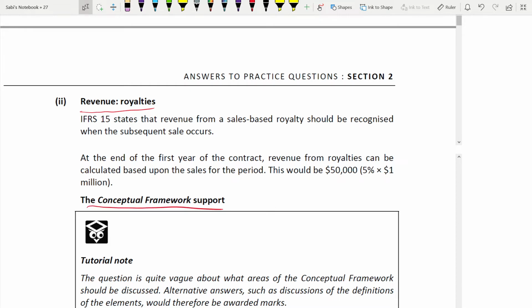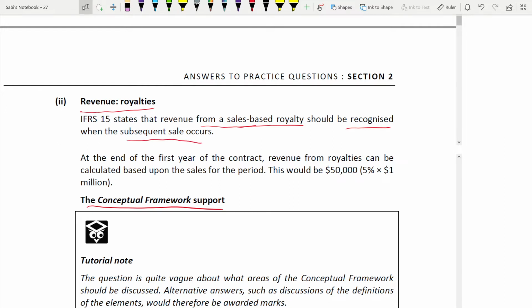Okay, so relating to royalty, same IFRS 15 only because it's revenue. We don't have a separate standard for royalty. So IFRS 15 states that revenue from a sale-based royalty, in the first line itself they are saying, should be recognized how? When the subsequent sale occurs.